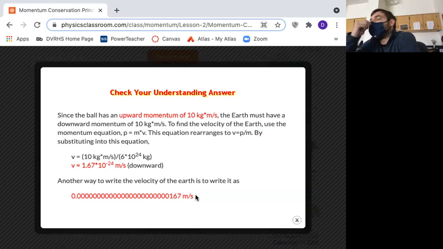So the Earth does recoil when we throw things up from it. The Earth does have a recoil momentum and a recoil velocity. But the mass of the Earth is so large that we do not feel it.